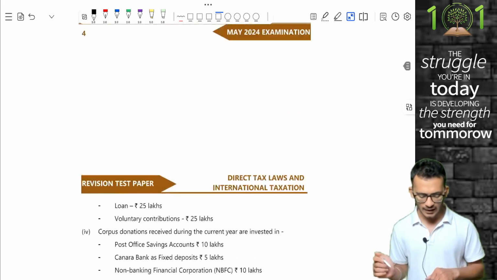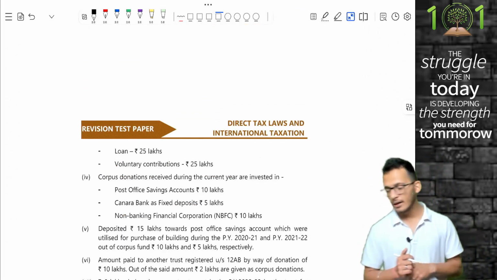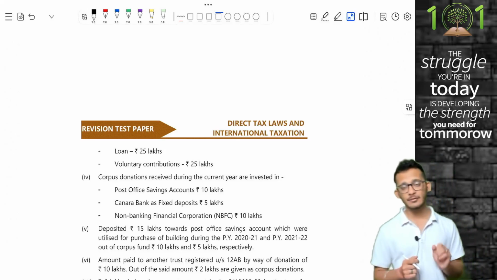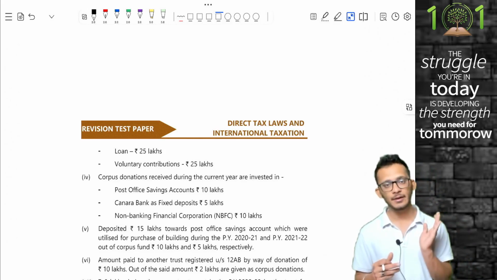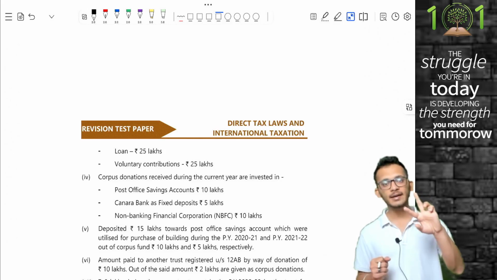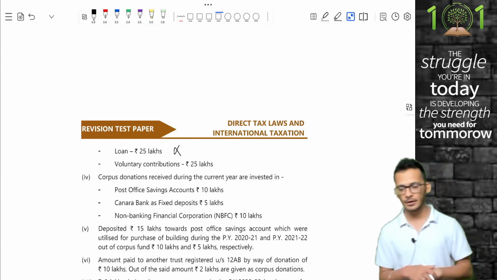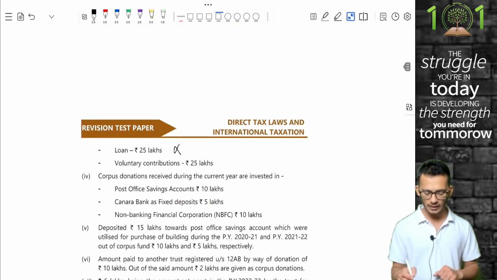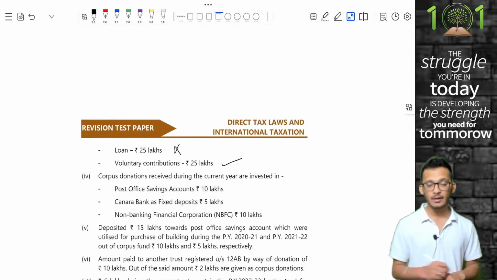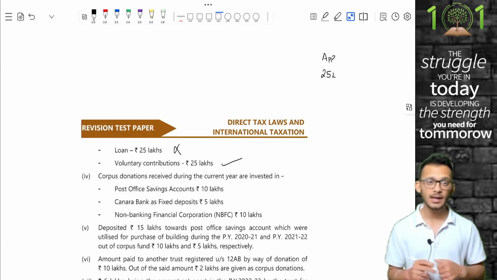Proceeding forward, you have taken corpus, you have purchased the computer of 80 lakhs by using 25 lakhs of loan. The current year amendments, if you recall, last year amendments, if you recall, the provisions come and say that if you have taken a loan for the purpose of application, the loan use will not be treated as application. You can only treat the payment of the loan as an application, which means this also will not be treated as an application. Proceeding forward, during the previous year, computer purchase for 80 lakhs by using 25 lakhs of voluntary contribution. Now this is your actual application. So in my application scenario, I will first come and say payment of 25 lakhs for my application.